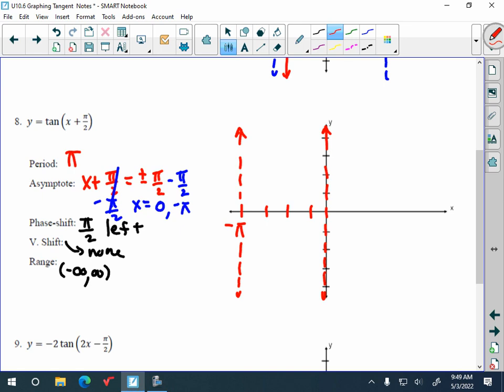All right, so let's see. We have this middle one. There's no vertical shift, so we know it's going to cross through the x-axis right there at the middle one. We need to label each of those tick mark values. Half of negative pi is negative pi over 2. Half of negative pi over 2 is negative pi over 4. And then 3 times negative pi over 4 is negative 3 pi over 4.